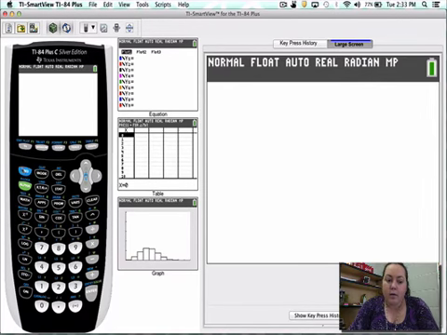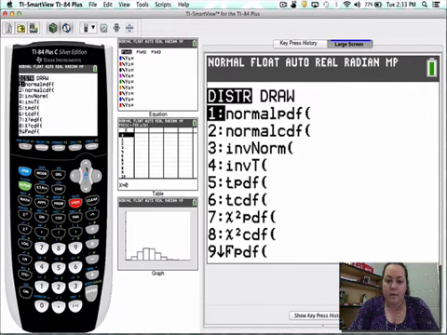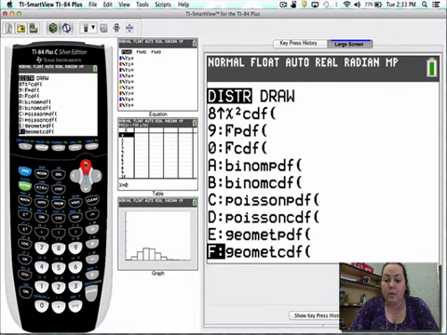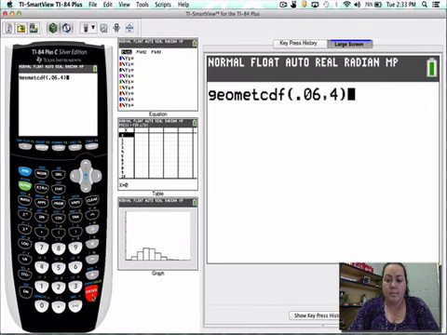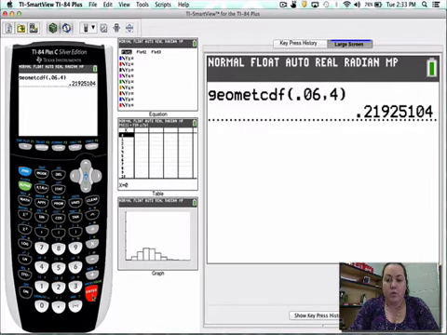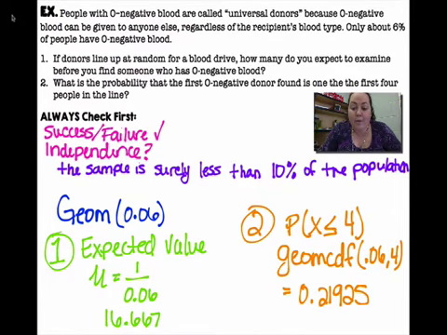Okay, so in my calculator, I'm going to go to second vars. That's my distributions. I'm going to go to the very bottom, and geom CDF is one of the ones here on the very bottom, which is the one I'm looking for. My p-value was 6%, so 0.06. And then my x value was 4. I'm going to paste that in. And I get 0.219. So that means that our probability that the first O negative donor is found in the first 4 people in line is 21.9%.